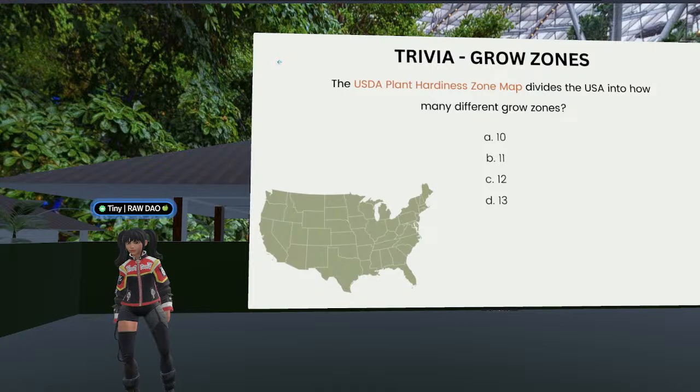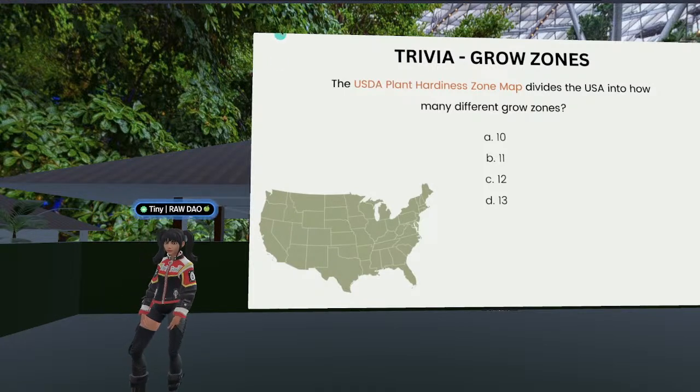The USDA plant hardiness zone map divides the USA into how many different grow zones? You guys can feel free to either unmute or drop it in the chat. We've got A, 10; B, 11; C, 12; or D, 13.